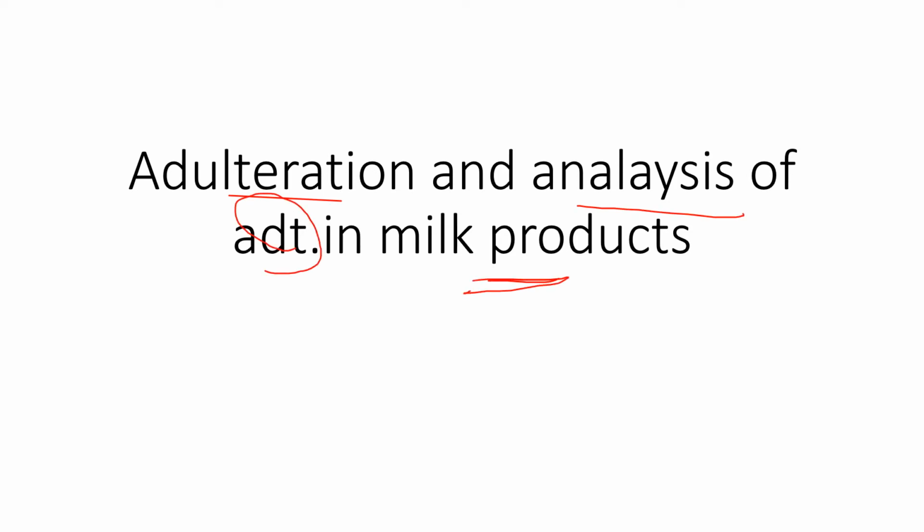Today's topic is very important: adulteration and the analysis of adulterants in milk products. This is a crucial topic because India is predominantly a milk-based economy, so exams related to food safety as well as FSSAI exams usually test one or two questions dealing with milk products. Milk is also one of the universally consumed products in India, so it is very logical to start with adulterations in milk.